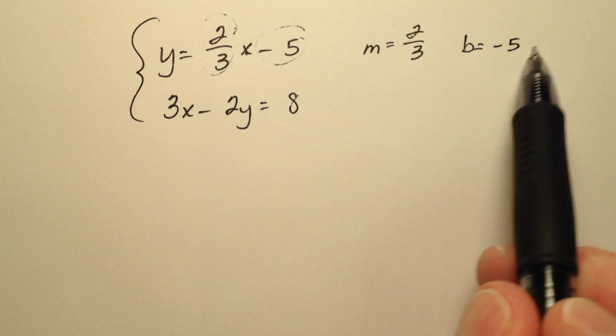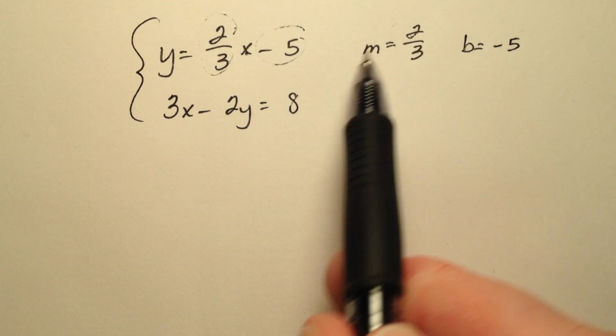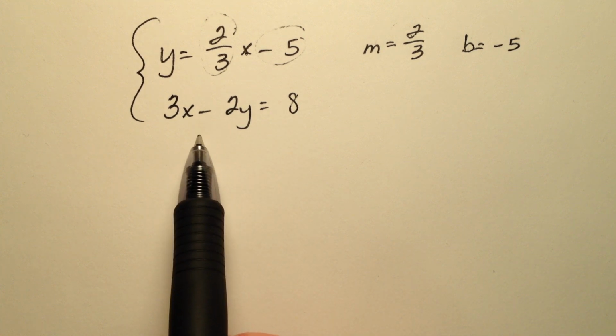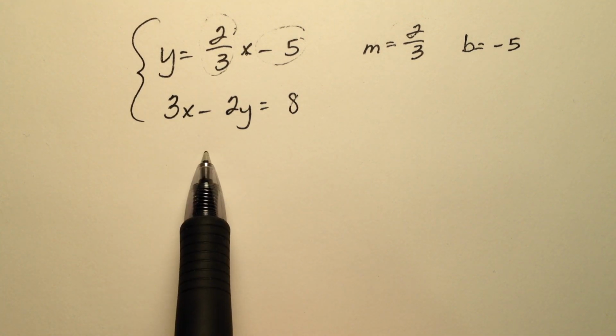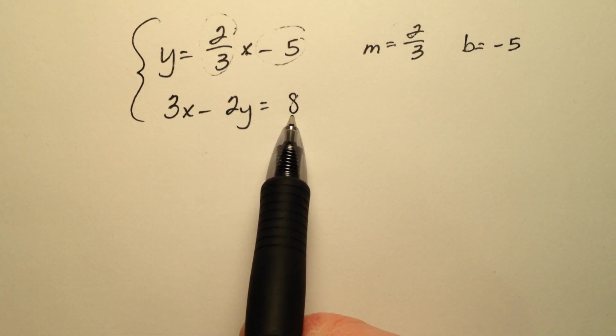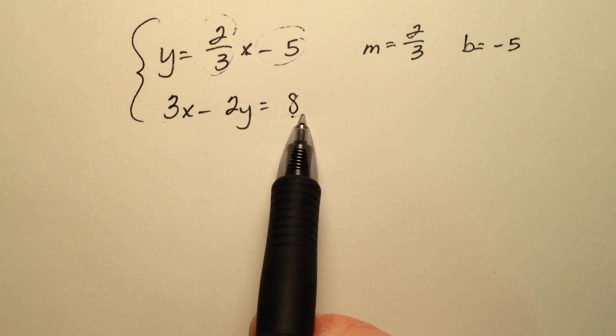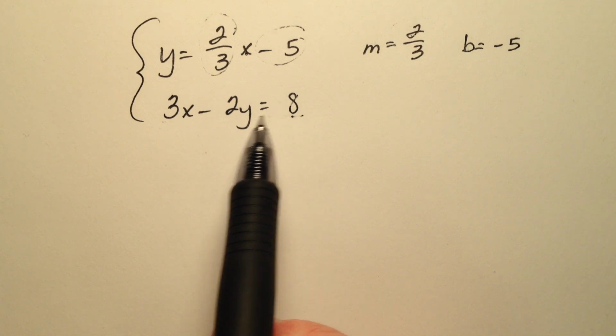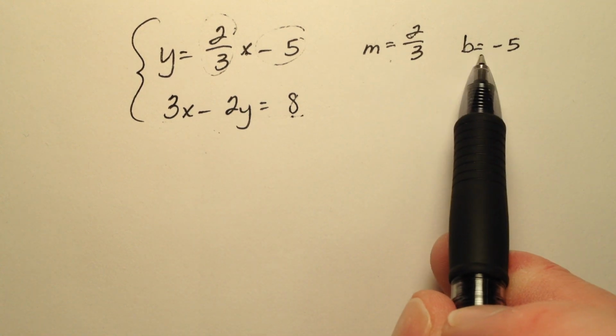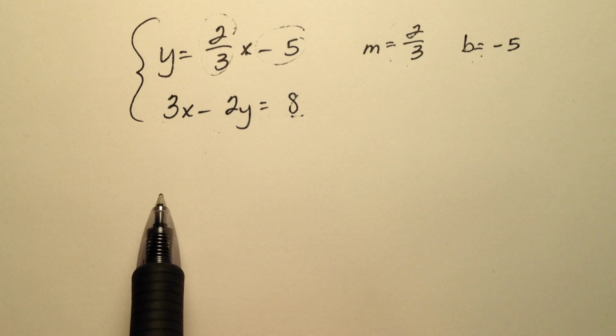I'm going to use these two values and compare them to the same values, the slope and the y-intercept, of this line. Unfortunately, we see that the second line is in standard form, not in slope-intercept form, so we need to go ahead and adjust this and put this in slope-intercept form. That way we can grab the slope and the y-intercept and we can compare them.